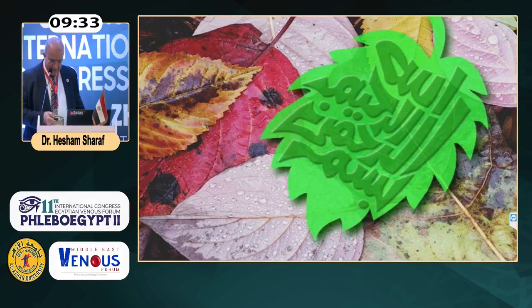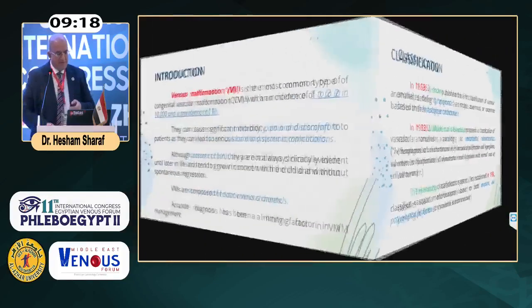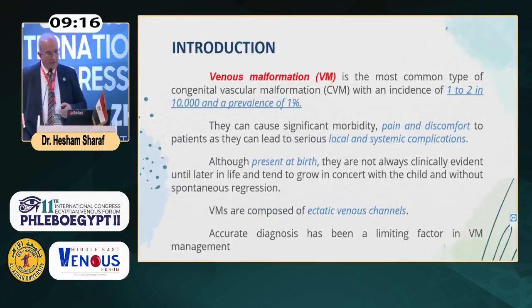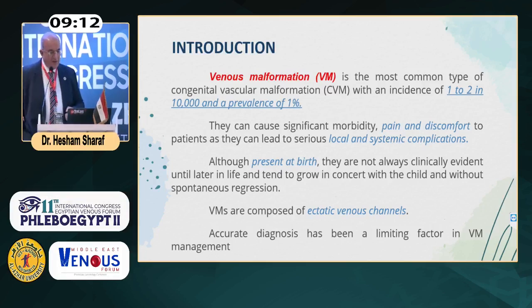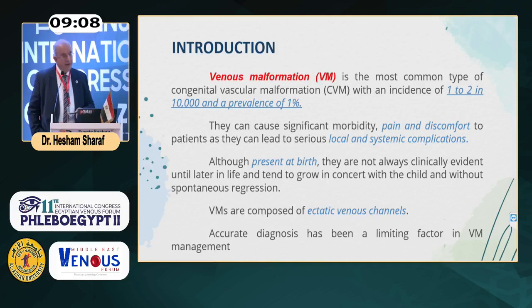I will discuss a very important and challenging subject: venous malformation, how to manage and diagnose. Venous malformation is the most common type of congenital vascular malformation, with an incidence of 1 to 2 in 1,000 patients and a prevalence of 1%.